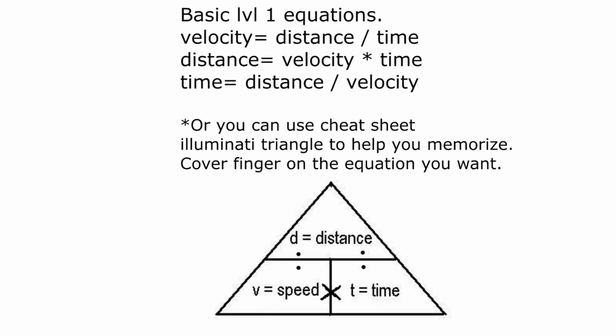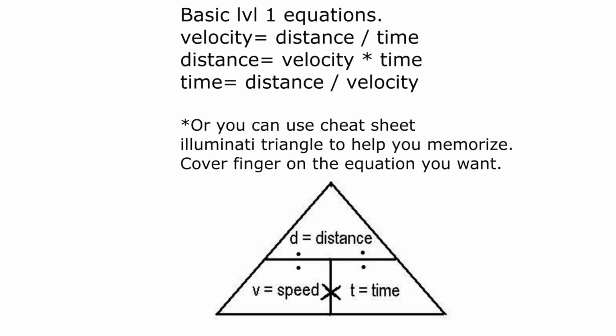Basic equations. Velocity equals distance divided by time. This is because the higher the velocity of the launch is, the longer the distance it reaches and the shorter the time it takes to travel. In other words, velocity is inversely proportional to time and directly proportional to distance.